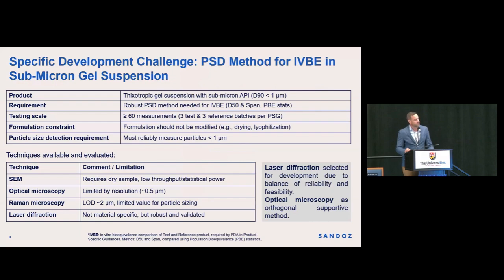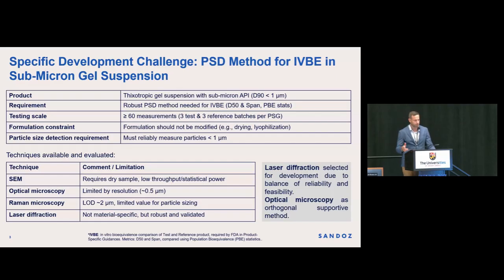Okay, let's first talk a little bit about the purpose, what we are doing. We have a goal to develop a particle size distribution method for in vitro bioequivalence purposes. What is our product? We have a thixotropic gel suspension with the API in the submicron range. We can all agree that this is a complex formulation and goes well in the scope of the forum where we are. The requirement is that the method needs to be robust.